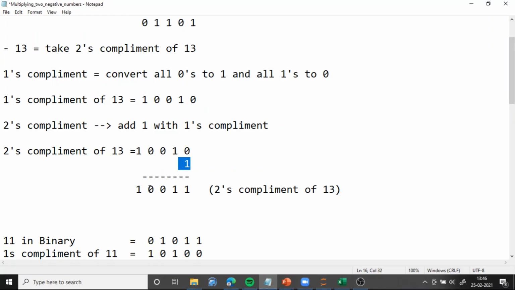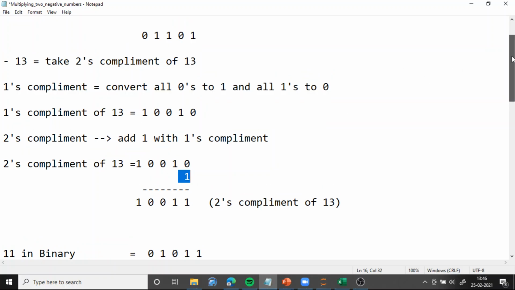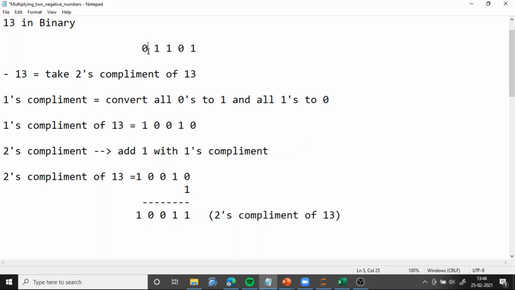So you get 1 1 0 0 1 1. Previously we added 1 0 because of sign extension. What is the actual binary part without 2's complement? It is 1 1 0 1. The 0 we added is because we want to represent it as a negative number, so sign extension is required.